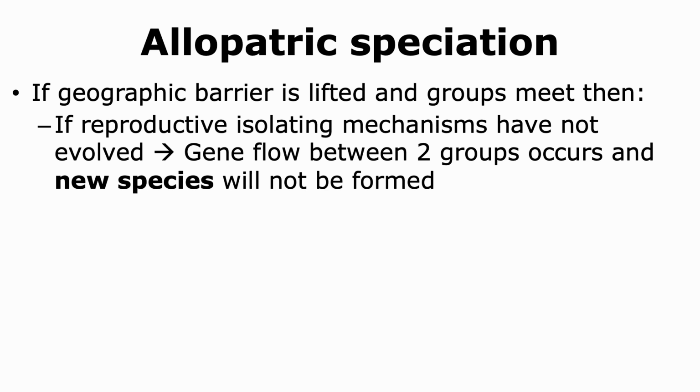If the groups are able to mate before any reproductive isolating mechanisms have evolved, then the groups are able to interbreed with one another and gene flow resumes between the populations. This causes no new species to form and it results in more genetic variation among the population.